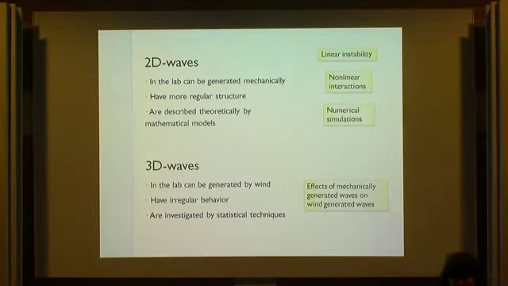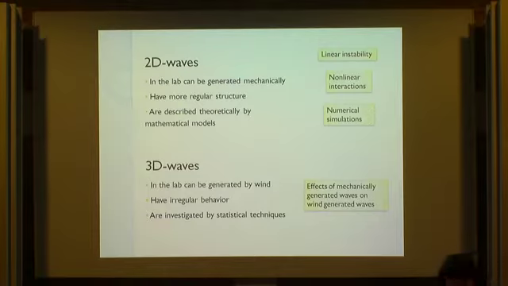We have two-dimensional waves, which are easier to understand because we can generate them by the wave maker in the lab, and they don't change in the cross-section, only along the tank. They have a more regular structure, so we can measure them by wave gauges and some not very complicated instruments. And there are numerous models to describe the spatial and temporal evolution of 2D waves, so they are more comfortable.